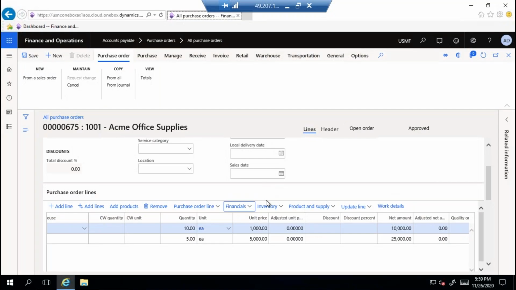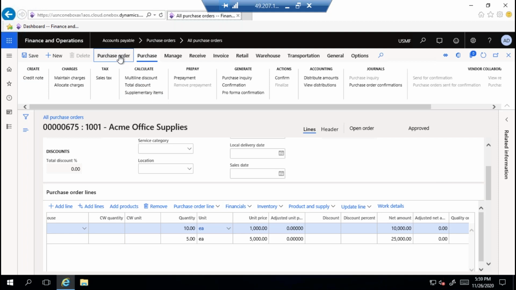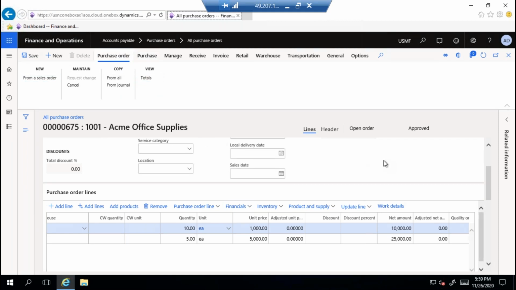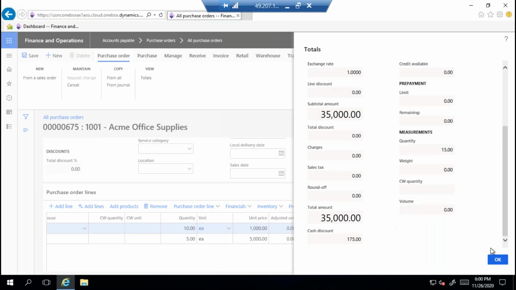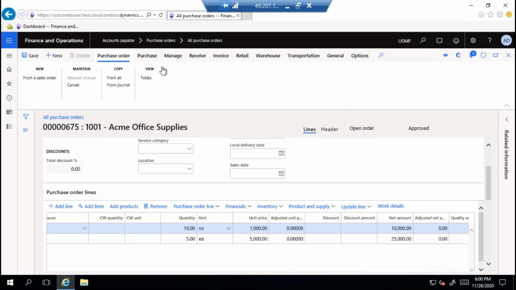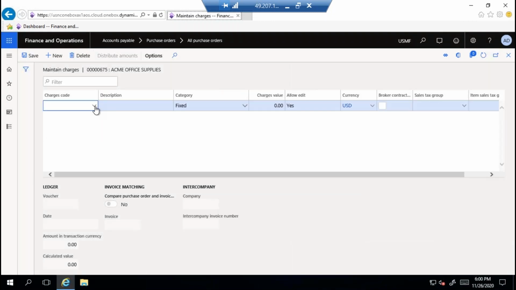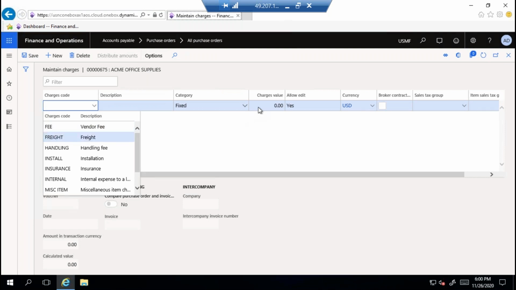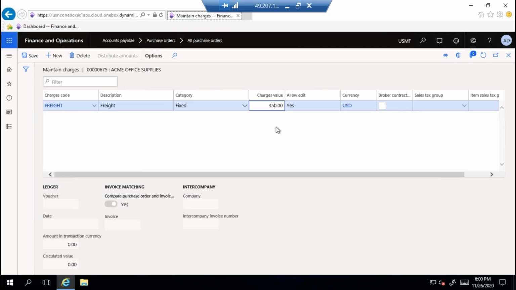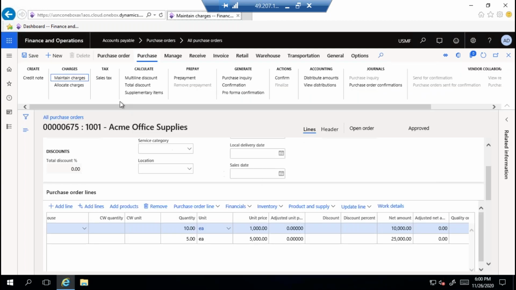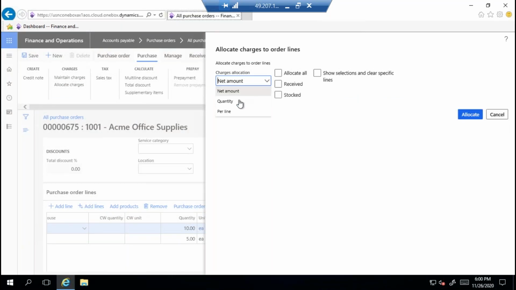Okay, so let me show this one. I'm entering charges. Now let me verify the totals. It is 35,000 only. The charges are removed, 35,000 only. I'm entering charges once again, 3,500. I have entered and close. Now I'm using this second method, quantity. Okay, click allocate.